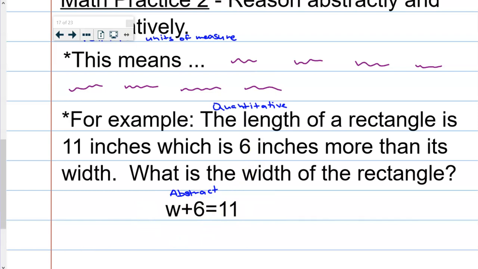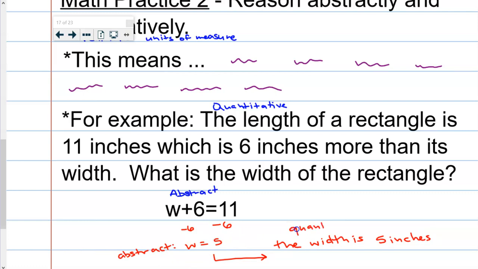So when I actually do solve this, I would take that step of maybe I would subtract 6 from each side, and we have W is equal to 5. This is still an abstract answer, but then I take that abstract answer and I say the width is 5 inches, and that made the answer quantitative. So this, again, is an abstract answer, only has meaning in math, but I converted that and I made it quantitative by putting it back into the situation and giving it some units of measure. Quantitative.